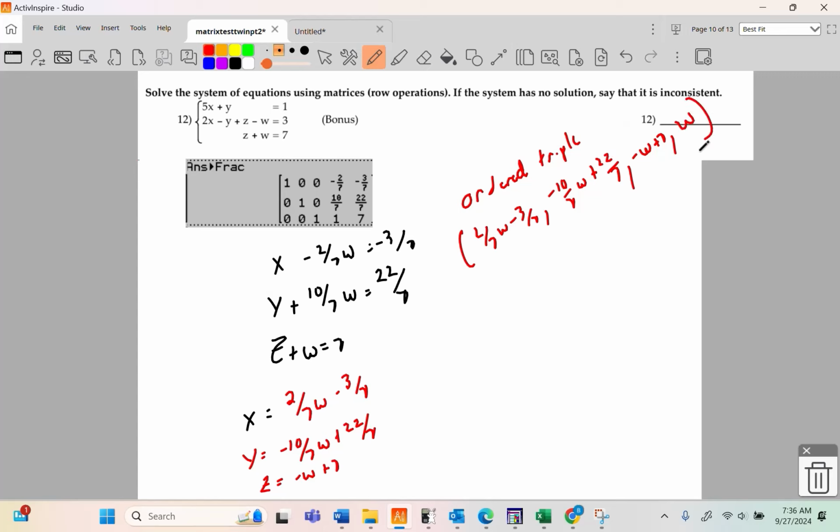And there's usually a disclaimer about this. What we're saying here is that x depends upon the value of w, y depends upon the value of w, z depends upon the value of w. So x, y, z depend on the value of w. So usually make a disclaimer here about w, and sometimes the author of the question will put it inside the parentheses, but there's usually a disclaimer about w. It says where w is any real number.